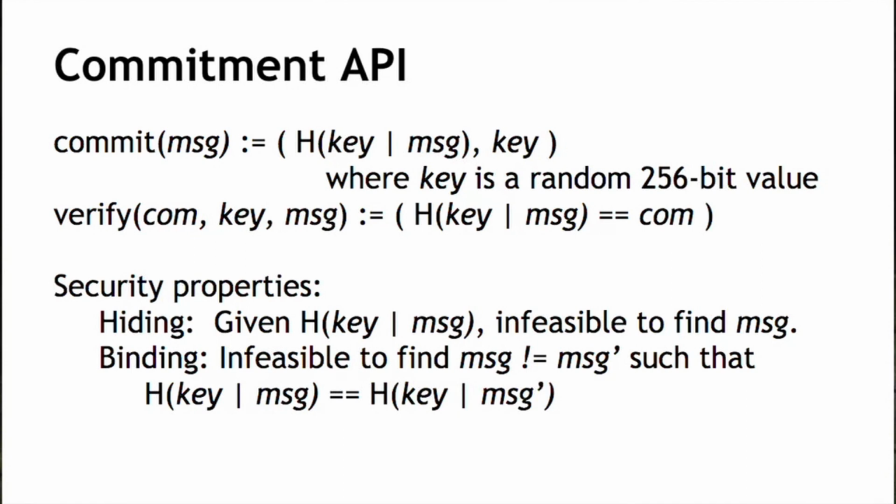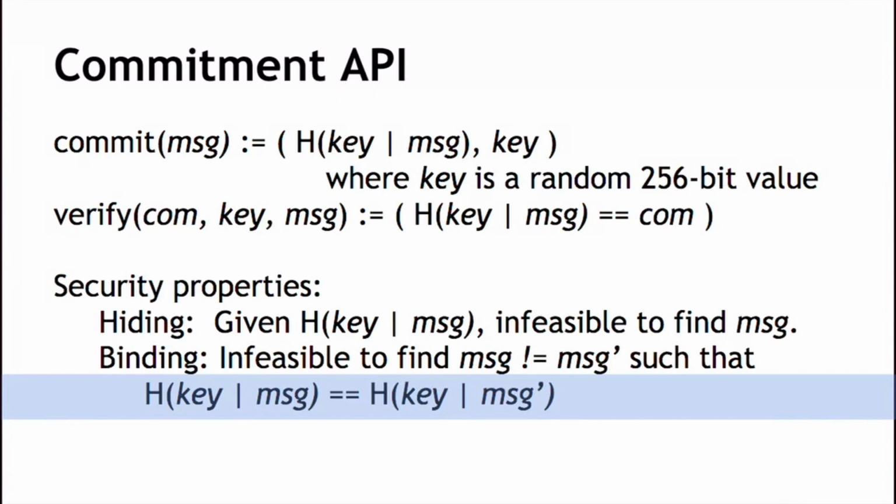So now the security properties, if we go down to the security properties that were at the bottom of the previous slide, and we just plug in the definitions of how we're going to implement this here. That is, this used to say given COM, infeasible to find message. We just plug in what COM is. COM is the hash of key concatenated with message. And similarly down here, this is what happens when we take what was written there before and plug in the definition of verify and COM.